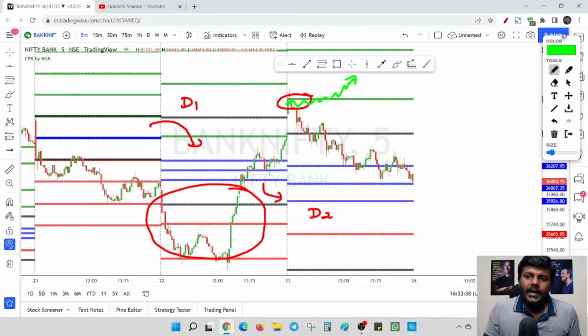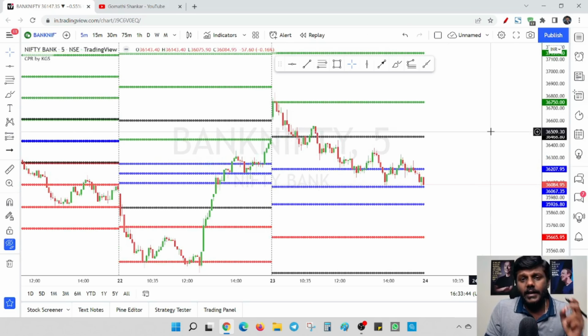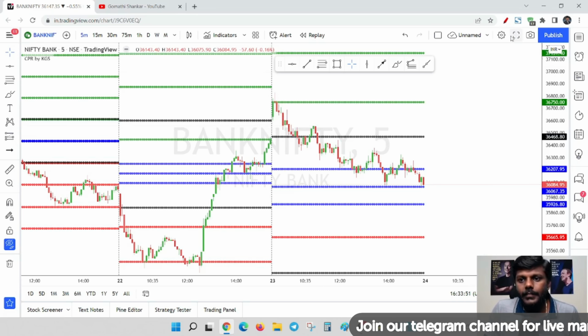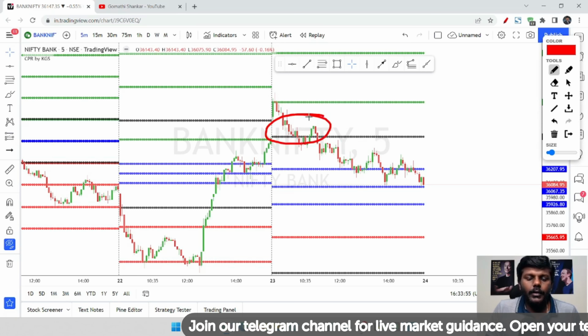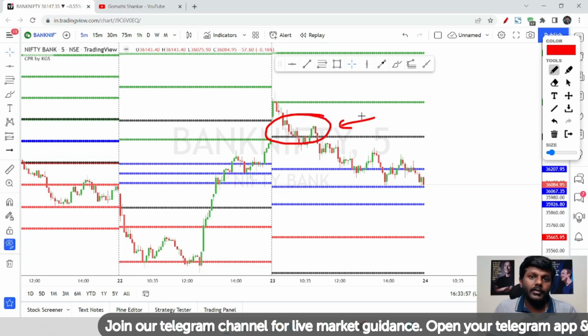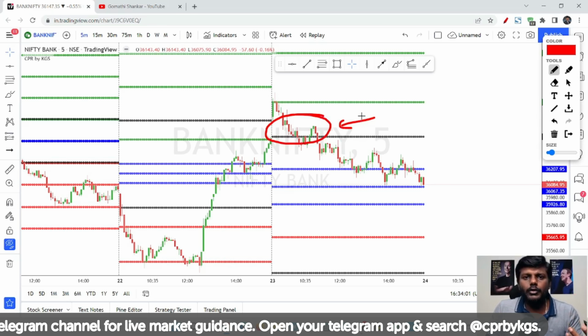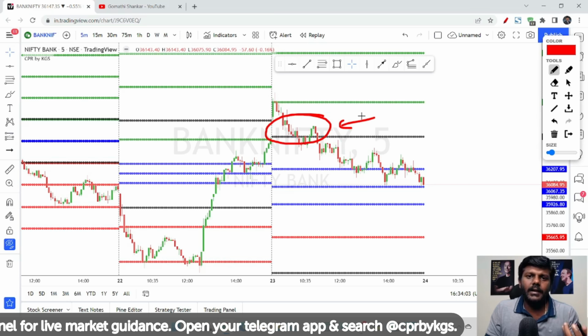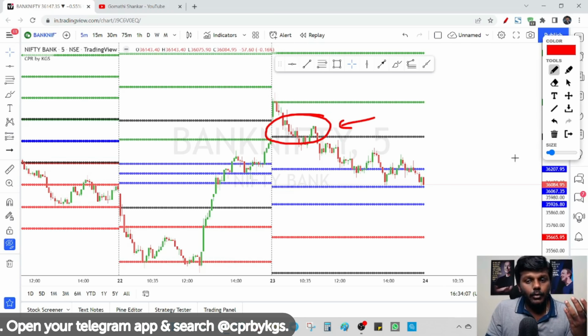So what happened? The candles slowly started to come down. And that's the reason I said in my Telegram channel, we can expect Banknifty to get attracted towards daily CPR. In the morning the candles were trading somewhere around this particular location. I posted an audio message in my Telegram channel CPR by KGS telling that we can look for short opportunities. Candles are getting attracted towards daily CPR. And the same thing happened throughout the day.